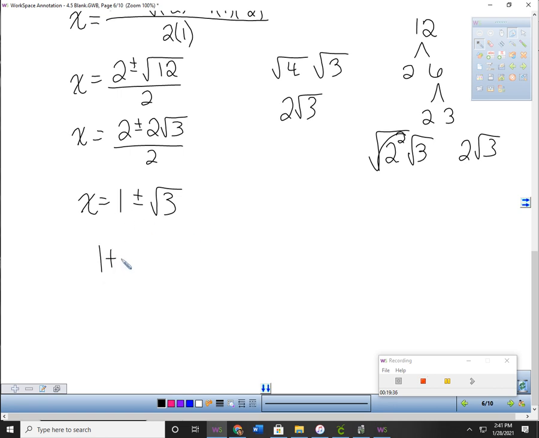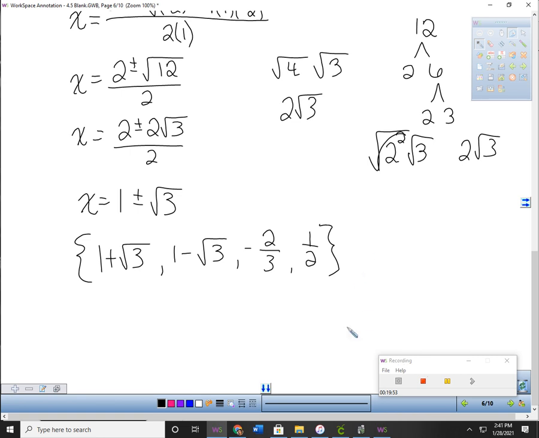You have 1 plus the square root of 3. You have 1 minus the square root of 3. You have negative 2/3, and you also have 1/2. So we have 2 irrational answers, 2 rational answers, 4 answers in total, and they are all real. All right.